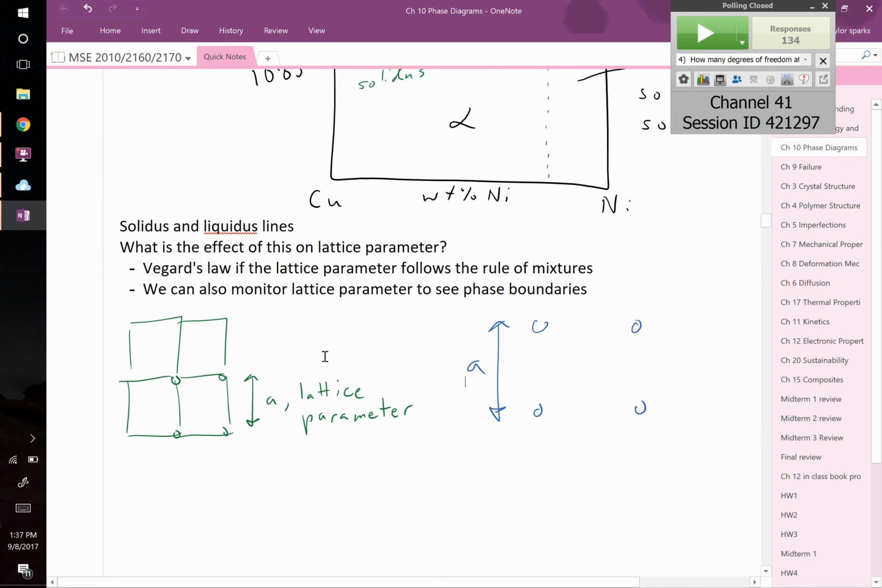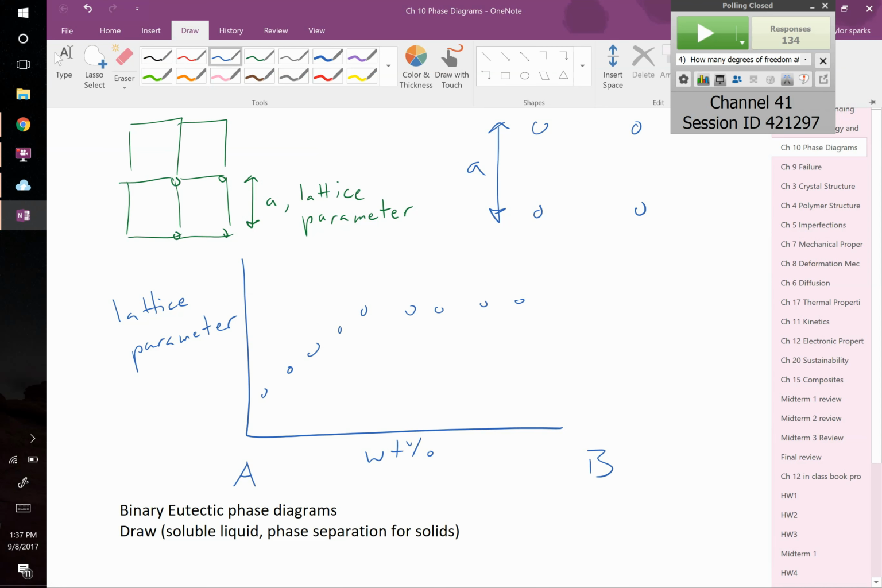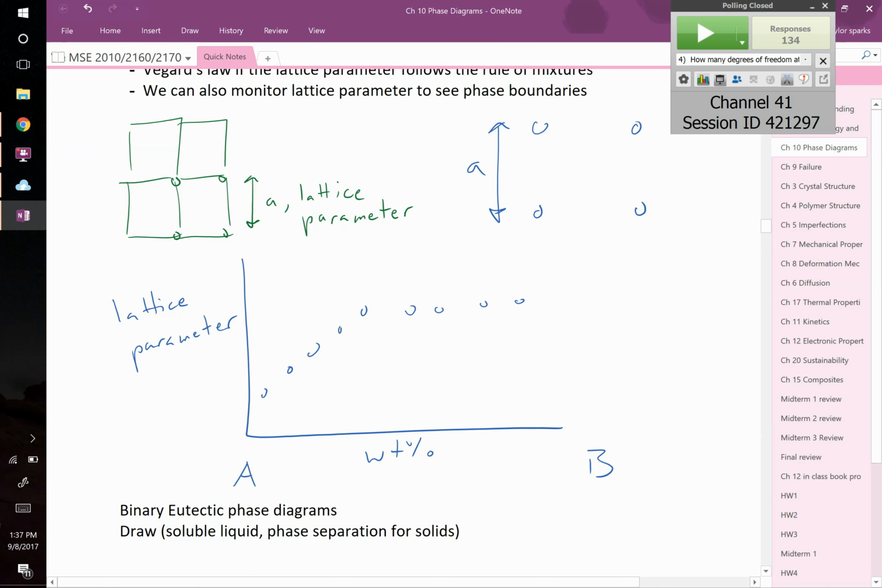Therefore, we can plot something called Vegard's law. Vegard's law is this. As you plot lattice parameter against your weight fraction, going from pure A to pure B component, you should see data points that look like this. It should be linear, and if it stops being linear and then stays constant, what do you think that suggests? If you could somehow measure this lattice parameter for all these different compositions, and it's increasing nice and linear, but then it stops, what does that suggest? Maybe turn to a neighbor.